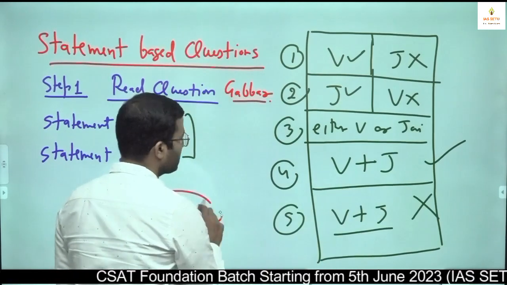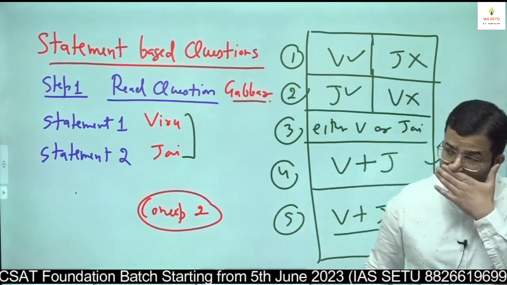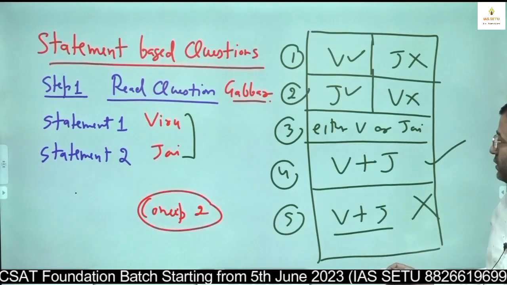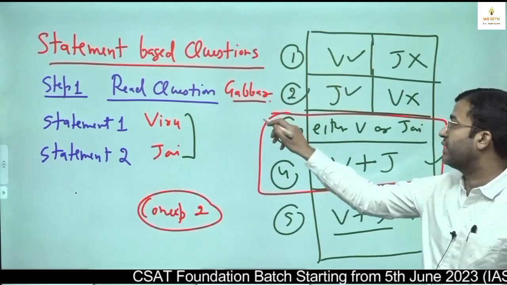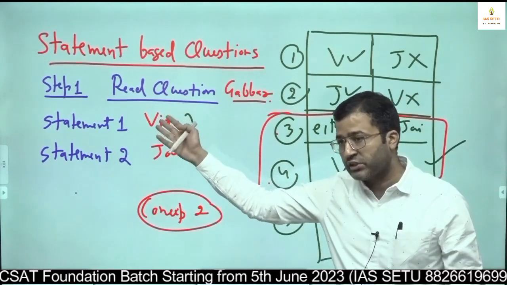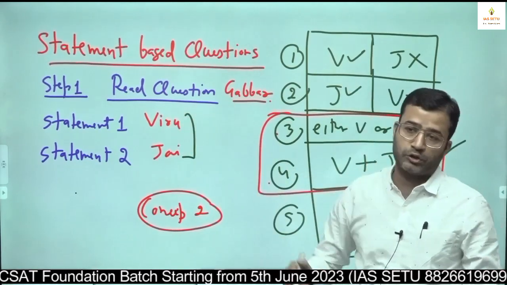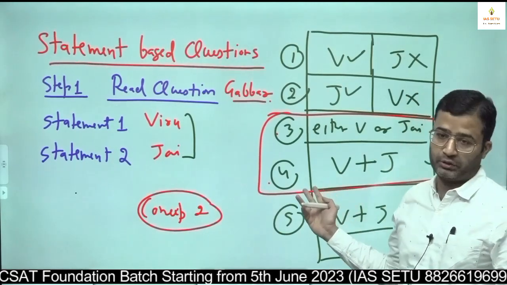which we have already discussed in number ranking in the previous year. There was a question. See, you find here third and fourth. Some students get confused between third and fourth. You find Viru alone is sufficient, even Jay alone is also sufficient. And some students mark both.